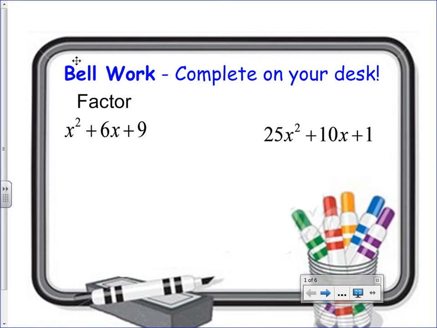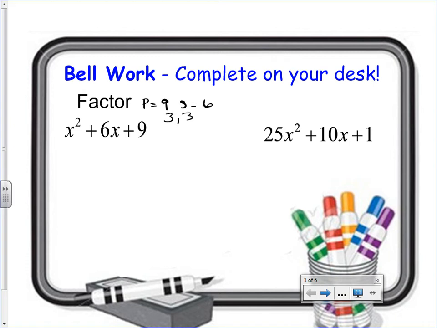Okay, so this is a nice review of what you did on your quiz yesterday. So let's review this. I have to find two numbers that multiply to what in the first one? 9 and add to what? 6. Okay, what two numbers multiply to 9 and add to 6? Austin? 3 and 3. Good. Those are my two numbers.